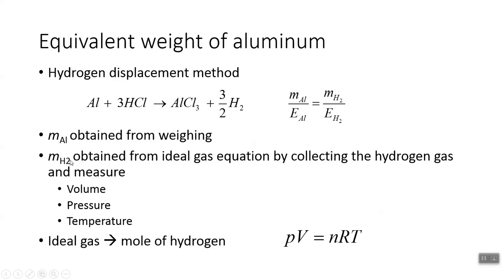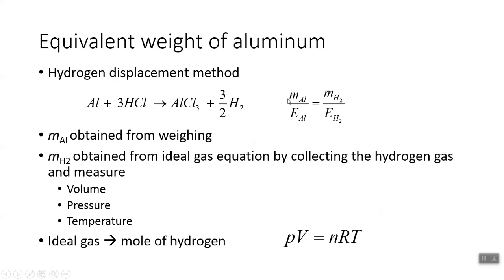In order to measure the mass of the hydrogen released from the reaction, we can collect the gas and measure its volume. From the volume, the pressure and the temperature, we can obtain the mole of hydrogen by the ideal gas law, and therefore the mass of hydrogen can be obtained from the mole of hydrogen. The mass of aluminum we already know by weighing, so therefore the equivalent weight of aluminum can be obtained from this relation.